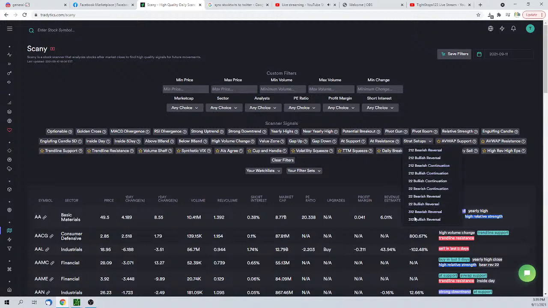So this has already played out. 312. Well, it's already done because the 2 has already formed. But if you are a TA person, there's a bunch of TA stuff in here that you can scan for intraday.